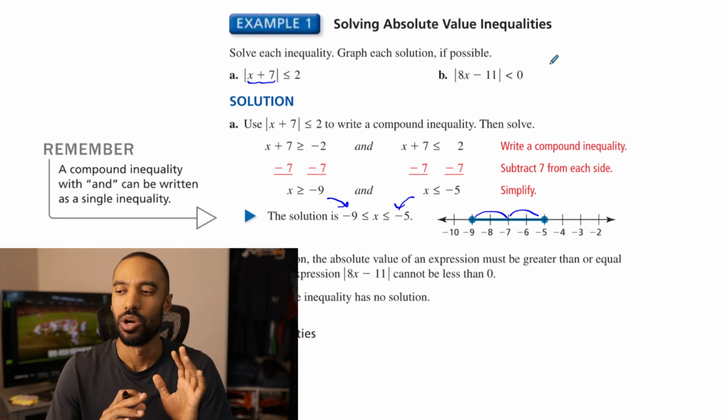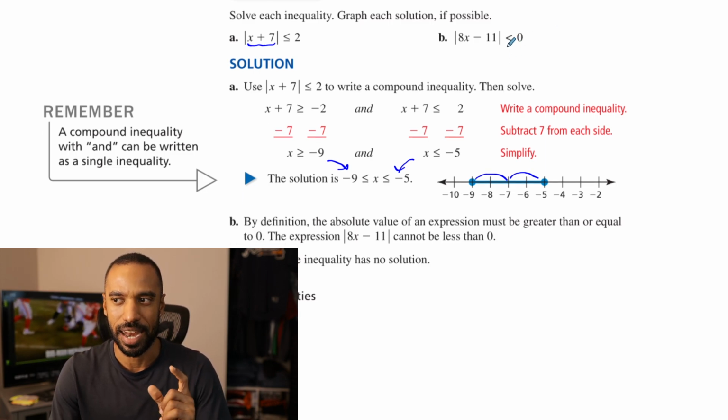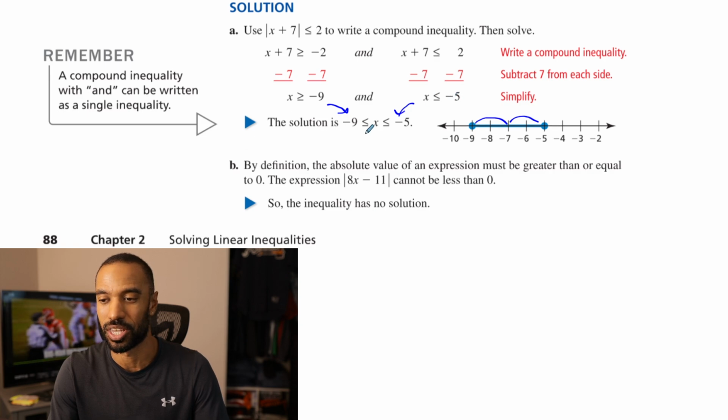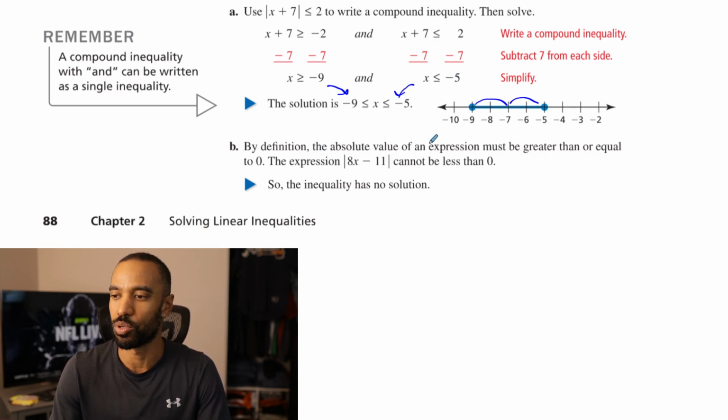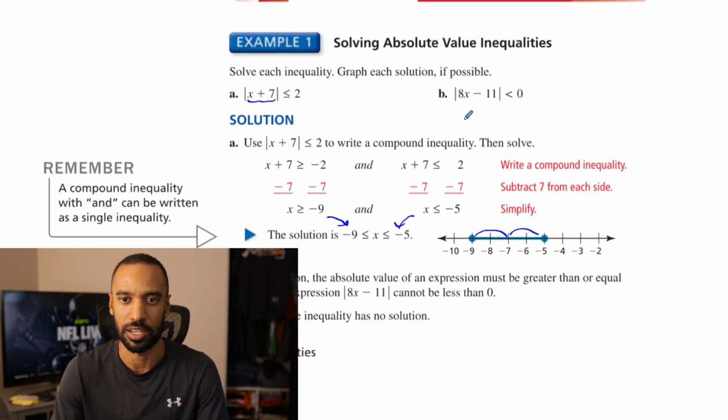We can't do that. We can't take the absolute value of something and make it negative. Remember, that's what less than 0 means in this case. So they say it. By definition, the absolute value of an expression must be greater than or equal to 0. The expression here cannot be less than 0. The inequality has no solution. There's no value of x that will ever make this true.